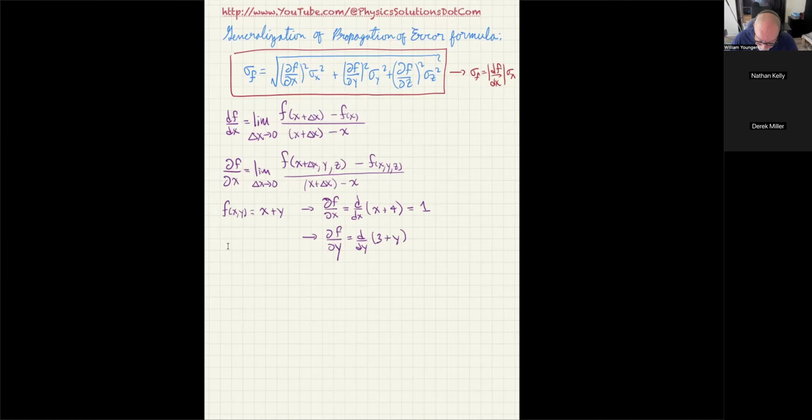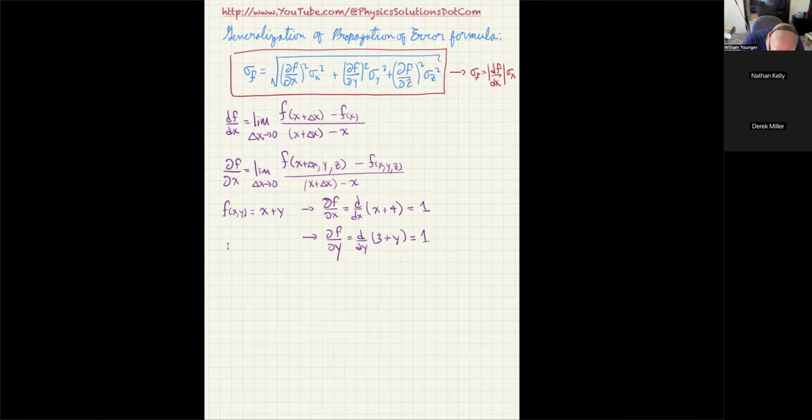So what we're doing is pretending the other variable, which was an x, is a number, and I specifically chose to pretend it was the number 3. So when I take the derivative of 3 plus y, I still get 1 as well. Okay, so that's the way you take a partial derivative.